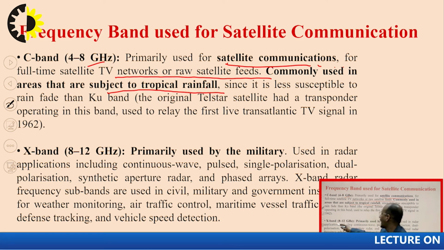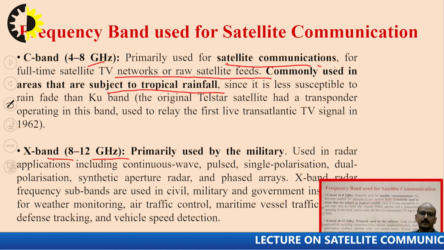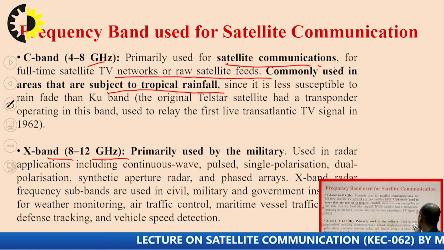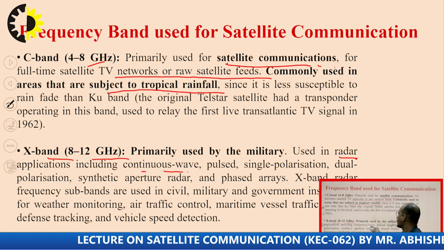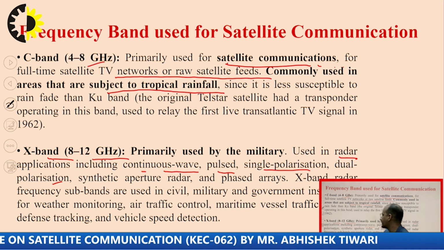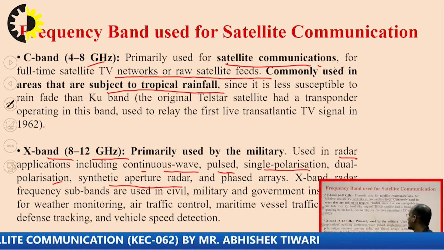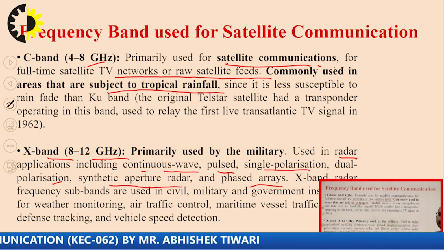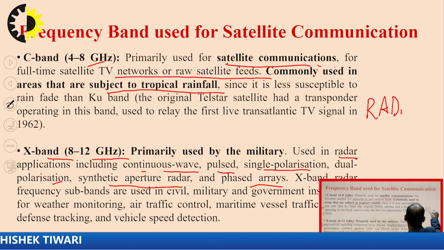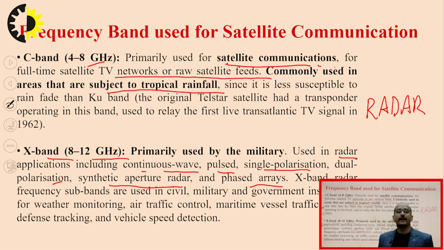Now, the X band. X band lies between 8 to 12 gigahertz and this is primarily used by the military for radar applications: continuous wave radar, pulse radar, single polarization radar, dual polarization radar, synthetic aperture radar and phased array radar. These are all types of radar, basically. What is radar? Radar stands for radio detection and ranging.